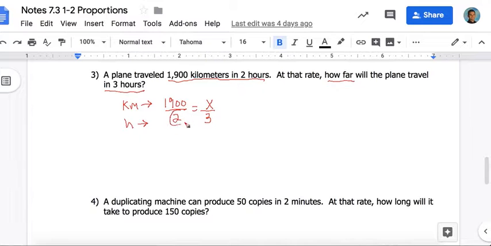Now, circle the number diagonal to the x. So 2 times x is 2x. And 1,900 times 3 is 5,700. The opposite of multiplication is division, so we're going to divide both sides by 2. 2 divided by 2 is a 1 in disguise, so cancel those out. And 5,700 divided by 2 is 2,850 kilometers.